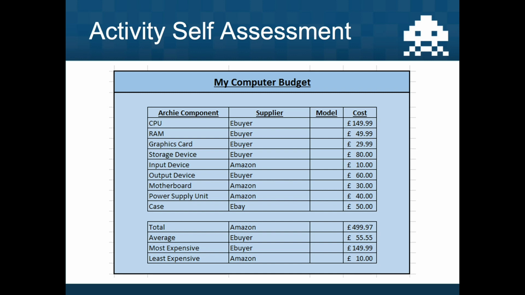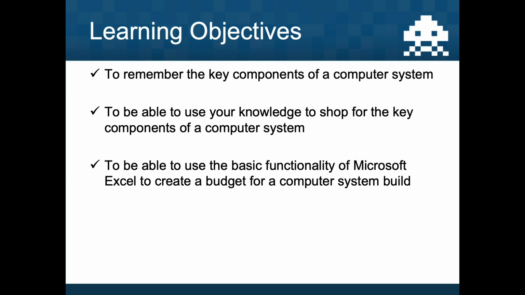So hopefully you've got a budget that looks something like this. This is kind of what we're aiming for. Now I've missed out the model. I haven't added my models in, but I've got my various different elements that I need and all of the prices. I've then used a formula to work out the total, the average, the most expensive and the least expensive items. Hopefully yours looks something like that. If not, you can go back and update yours if you need.